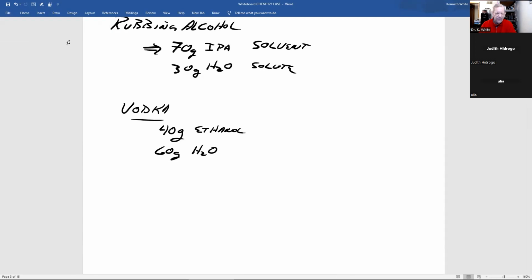But in vodka, you have 40 grams of ethanol. That's the molecule. When you consume too much, you get inebriated. And it has 60 grams of water. In vodka, what's the solvent? What's the solute? I could have 3 or 4 points in this solution. What's the solvent? What's the solute?